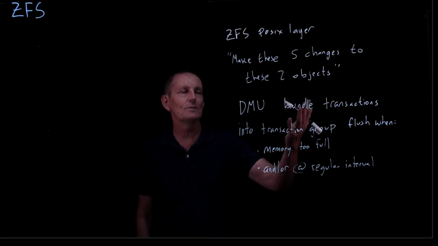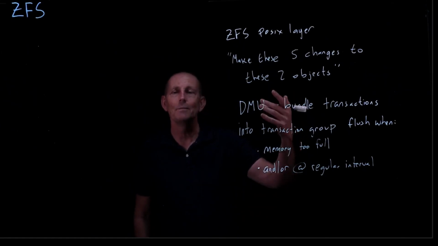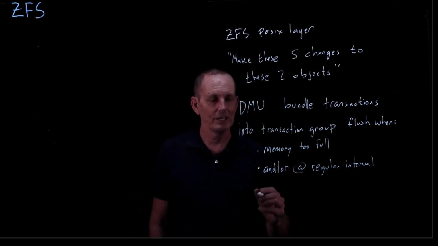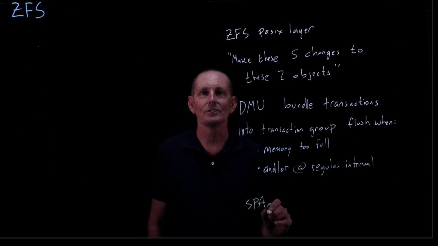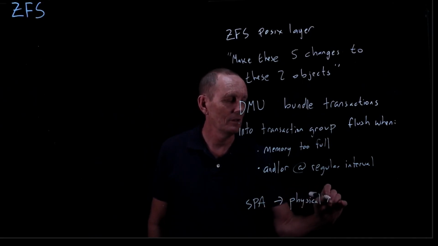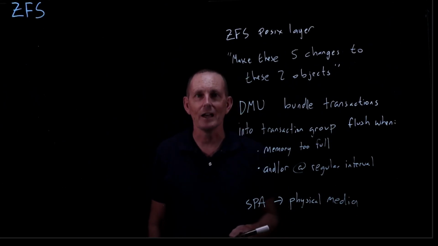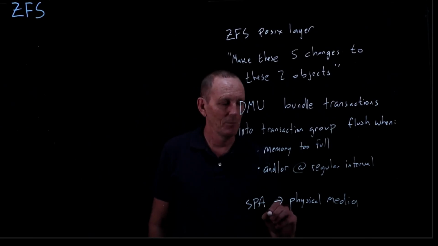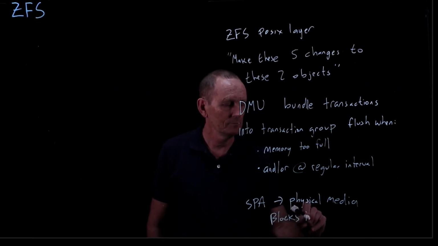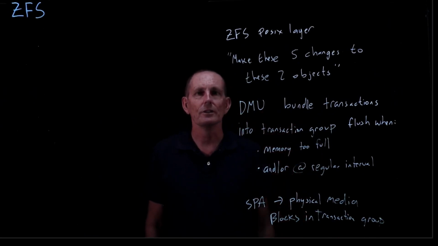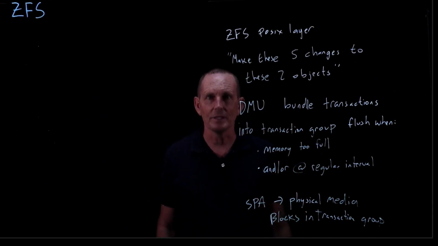And then what happens? Think of the DMU. The DMU is going ahead and making writes to disk virtual addresses. So those still eventually, the storage pool allocator, are going to go ahead and send those to physical media. That is, actually make calls to the drives. So it's going to send the blocks in the transaction group, the blocks that were sent from the DMU, to the physical media. So that's how the writing happens.